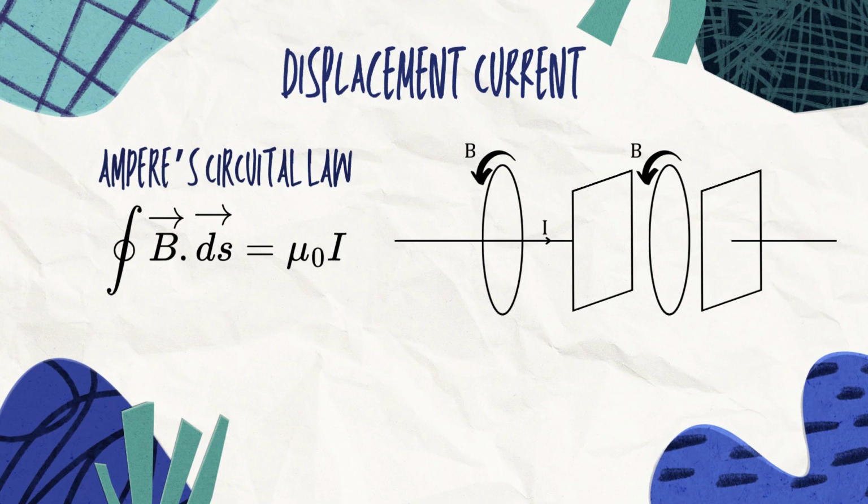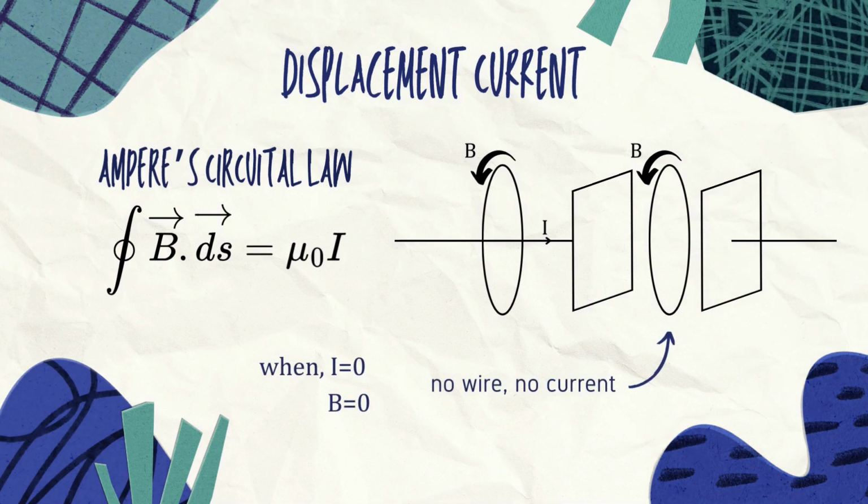Now let's create a circuit with a capacitor, then try to use Ampere's second law in between the two capacitor plates. We can see there are no wires, therefore no current going through the enclosed loop. So in theory, when using Ampere's second law, when the current is equal to 0, the magnetic field B is also equal to 0.